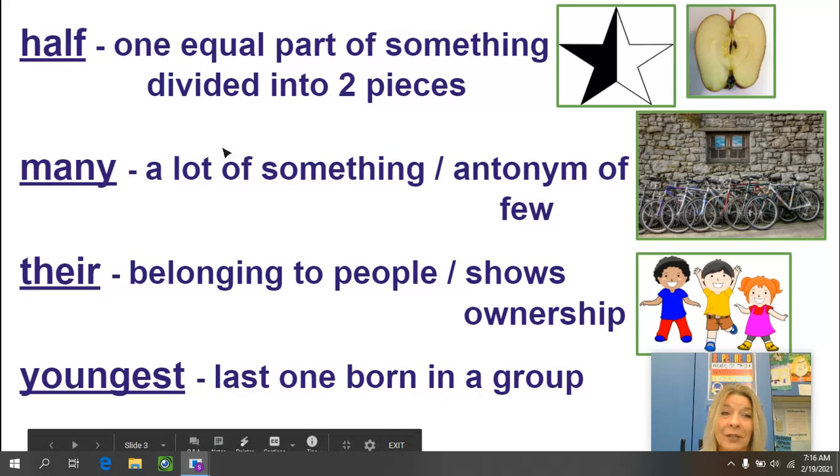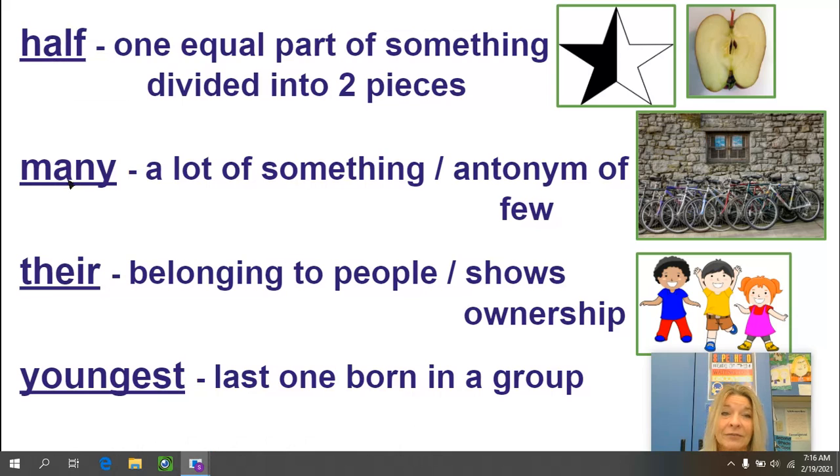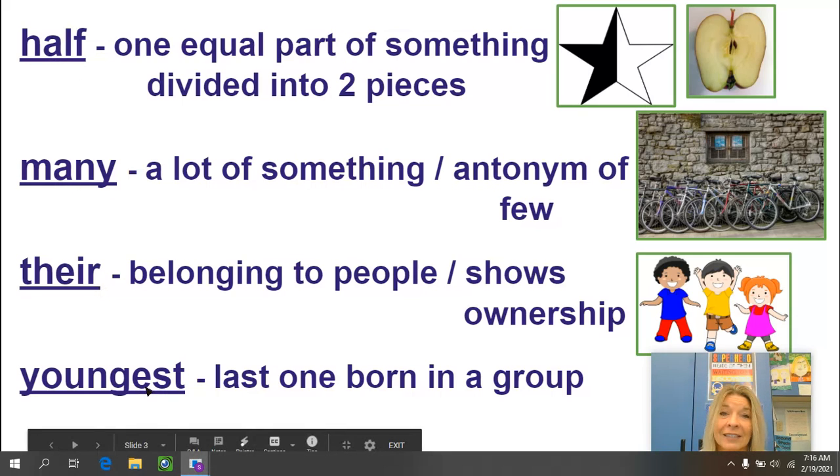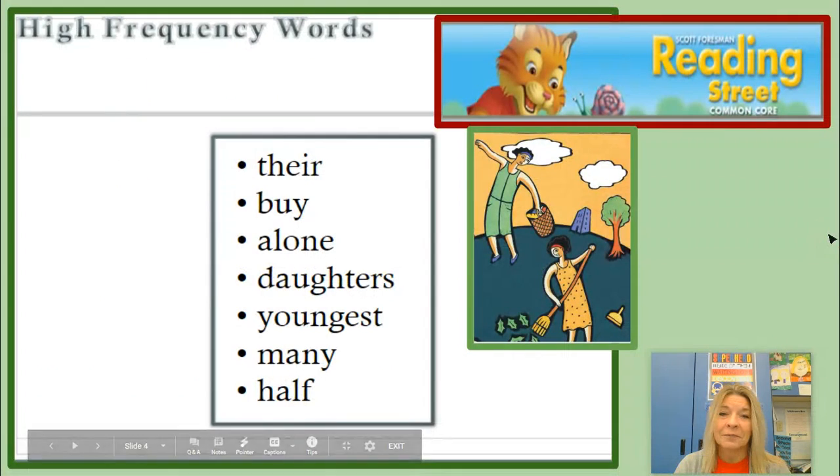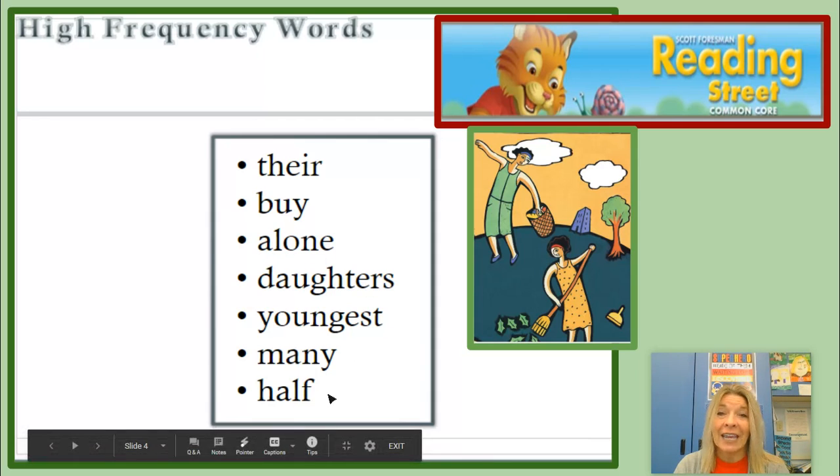Let's say these words one more time. Half, many, their, youngest. All right, let's look at them one more time. Here they are. Please read them with me. There, by, alone, daughters, youngest, many, and half. Great job. Look for these when you're reading today and when you're reading our story this week, Rosa and Blanca.